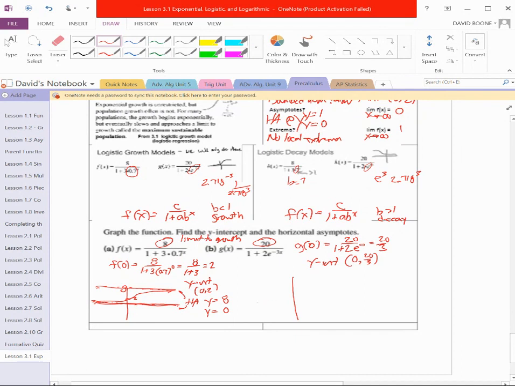We'll have a graph that looks like this. And this is my limit to growth here at 20. Okay. Here's my x-axis there. My y-intercept is at 0 and 20/3, which is about 6 2/3. So right about here. So this graph is going to come in like this, hit that y-intercept, and then level off up there like that.